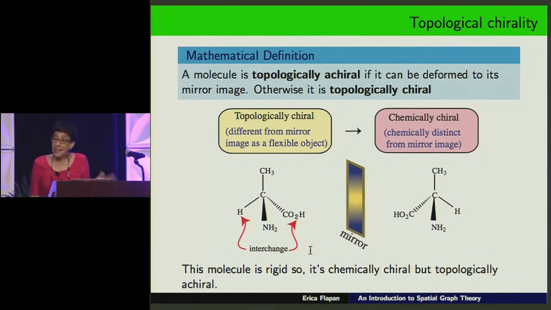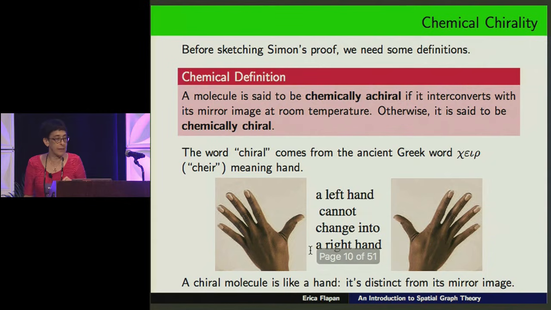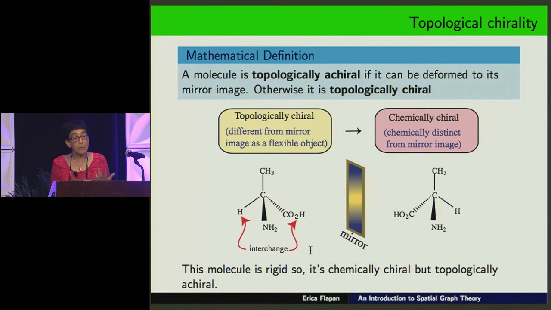All right, so that definition, let's have a look at that definition, is about the behavior of a molecule. It's not about anything mathematical. It's something you can tell experimentally. Does it change into its mirror image or not at room temperature? We, as mathematicians, want a mathematical definition. So I'm going to say a molecule is topologically achiral if it can be deformed to its mirror image. Otherwise, we say it's topologically chiral.